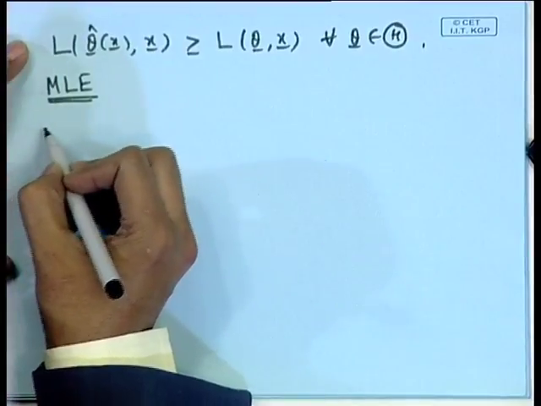A popular technique to obtain the optimizing value of theta is to take the logarithm of L and then consider the derivative with respect to the parametric functions, equate to 0 and solve those equations. So, let me explain the method through some examples.